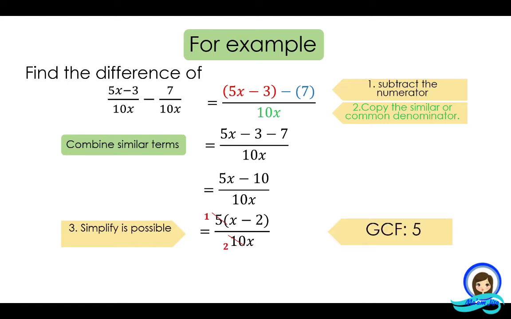So what remains in the numerator is just 1 when you cancel out 5, and in the denominator, when you cancel out 5, 2 remains. Diba? 2 times 5 is 10, and therefore natay 2 sa ubos. So since you cancel out 5 or you simplify that 1, the final answer is x minus 2 over 2x. And that is very easy.